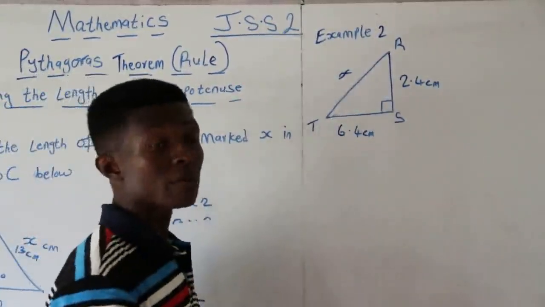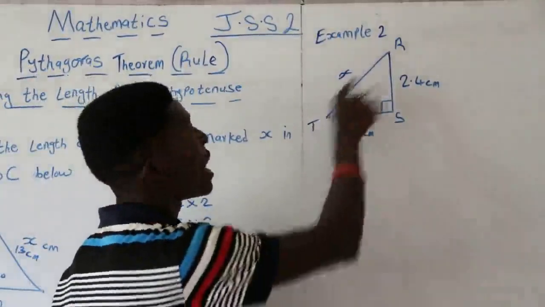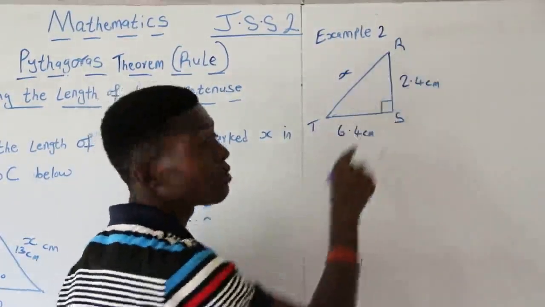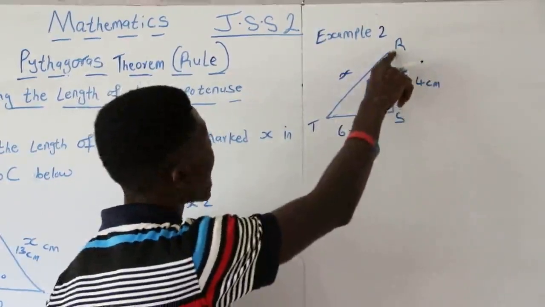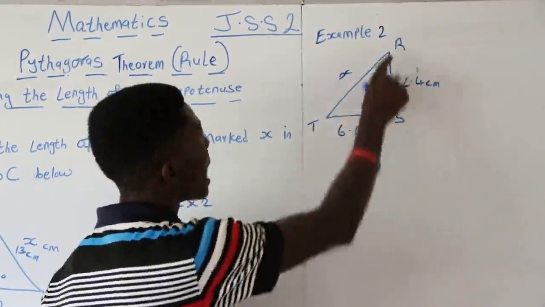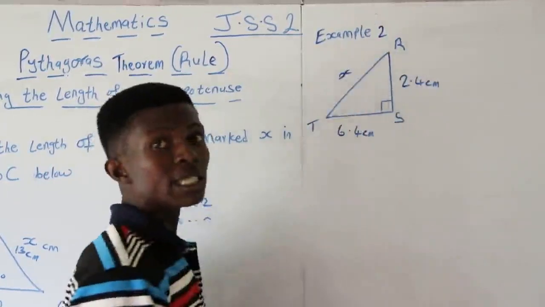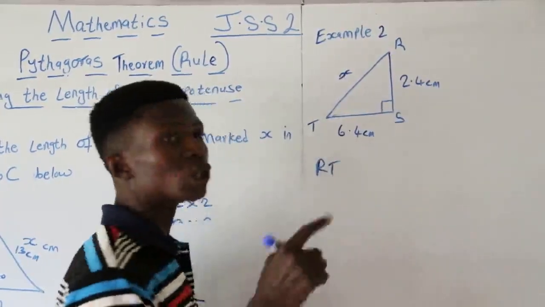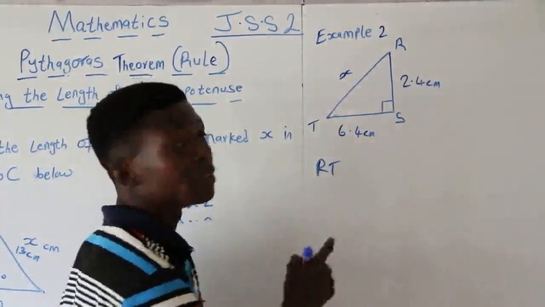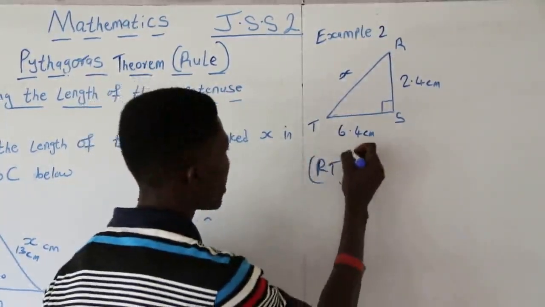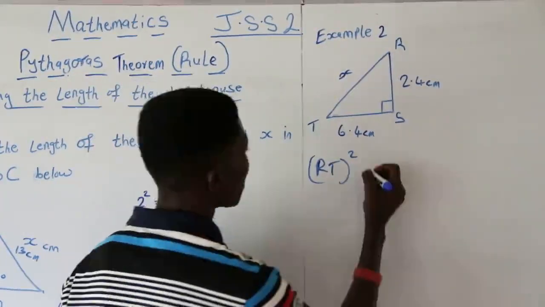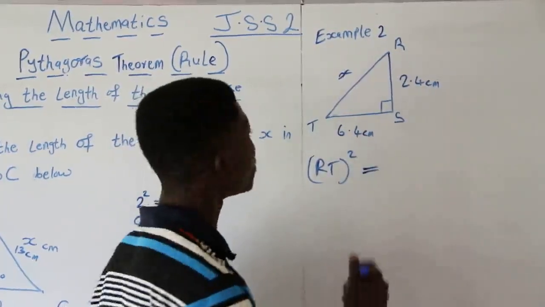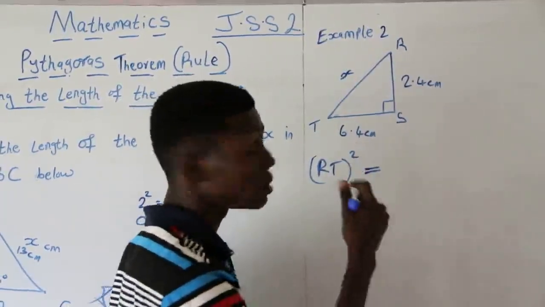Remember, the Pythagoras formula states that the square of the hypotenuse, and what is the line of the hypotenuse? The line of the hypotenuse is RT. RT is the line of the hypotenuse, so we bring it out. RT, remember the square of the hypotenuse, add your square, is equal to the sum of the squares of the sides.